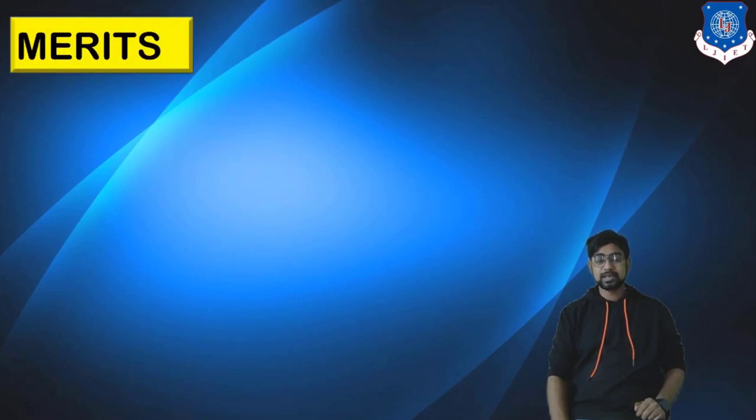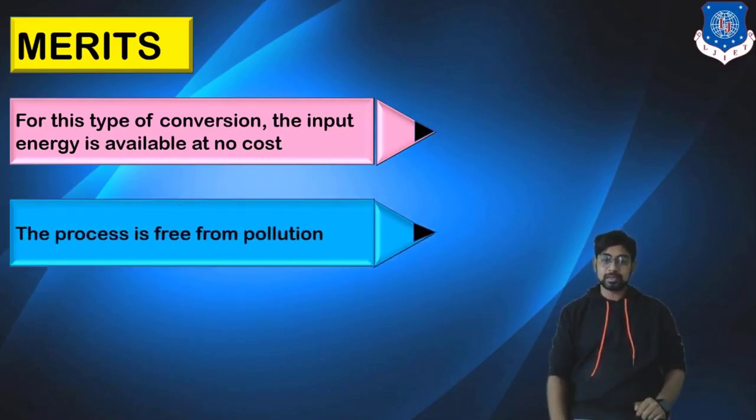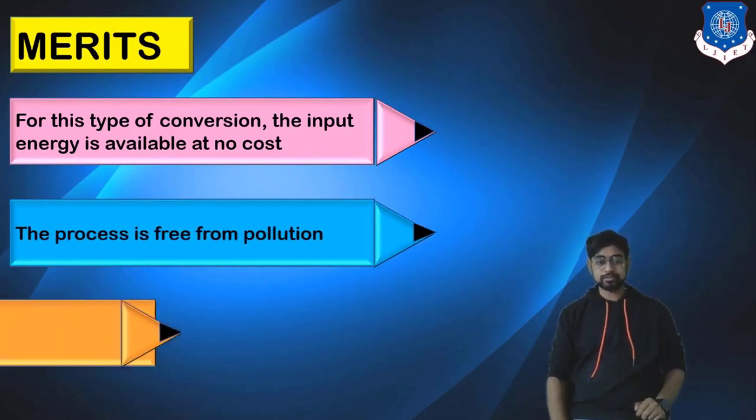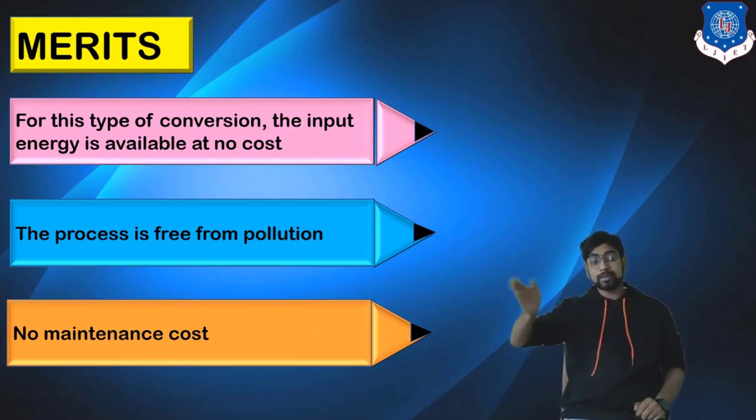Now let us discuss what are the merits and the demerits. So first we will start with merits. For this type of conversion, the input energy is available at no cost. Obviously, this is entirely free. The process is free from pollution. And last, no maintenance cost is there. Now see, maintenance cost is there, but overall when you compare with the conventional systems, compared to that the maintenance cost is almost negligible.